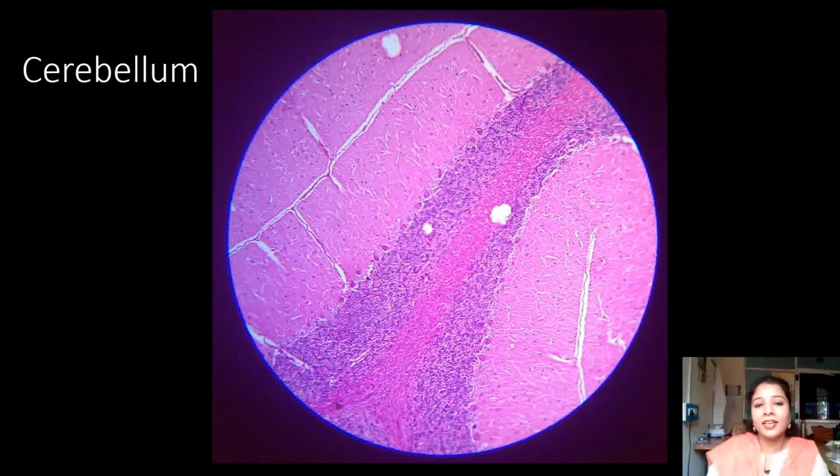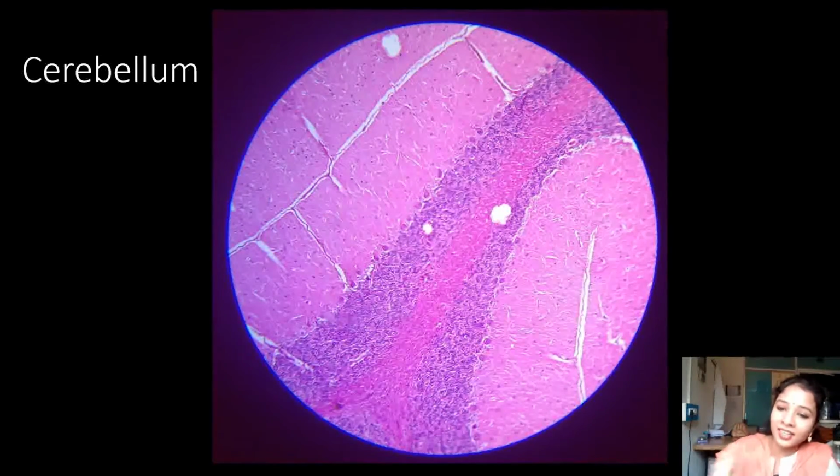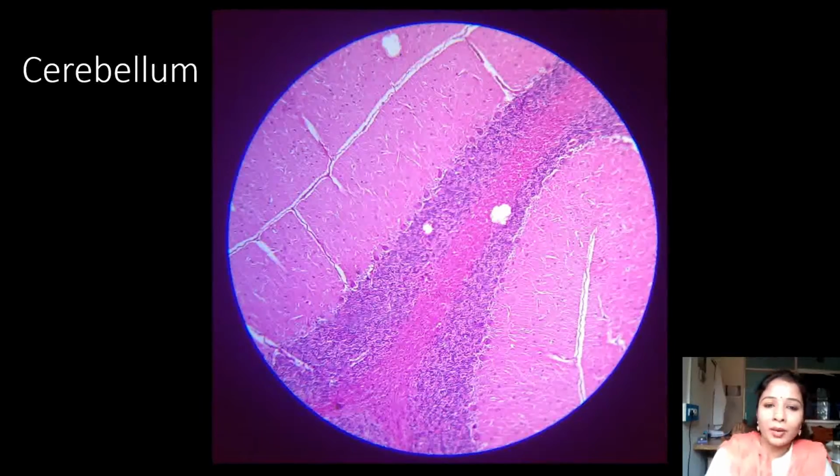So the next slide here is the cerebellum. The cerebellum is also part of the brain. We find the outer grey matter and the inner core is formed by the white matter, and the grey matter is called the cortex. Here the grey matter is present in 3 laminae, that is 3 layers. So we will see them one by one.